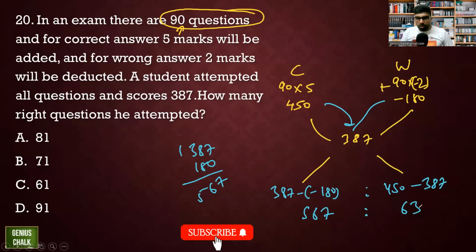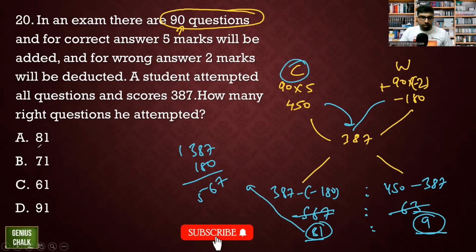It should be 63. Now cancel. 7 9s are 63, 9 9s are 81. So you can see that 81 questions, because total were 90 questions, so 81 plus 9 is 90. So 81 questions are the correct ones. So this is the right answer, right?